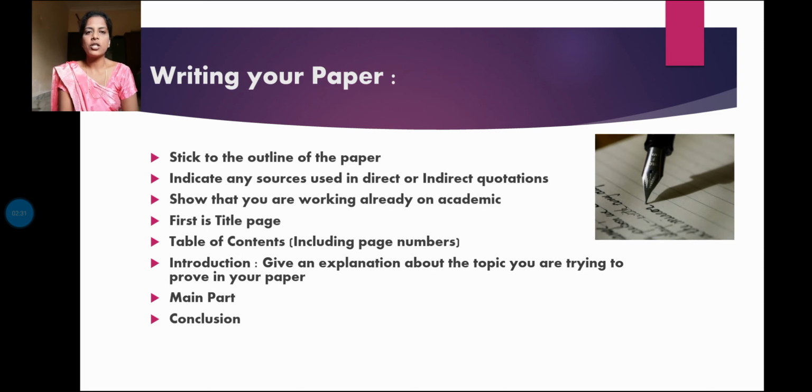And the procedure of writing your research paper is, first, stick to the outline of the paper. Indicate any sources used in direct or indirect quotations. Show that you are already working on the academic part. First is the title page. The second is the table of contents, which should include the page numbers also. The first part is the introduction. Give an explanation about the topic you are trying to prove in your research paper. The next is the main part, and the final is the conclusion. These are the steps for writing your research paper.